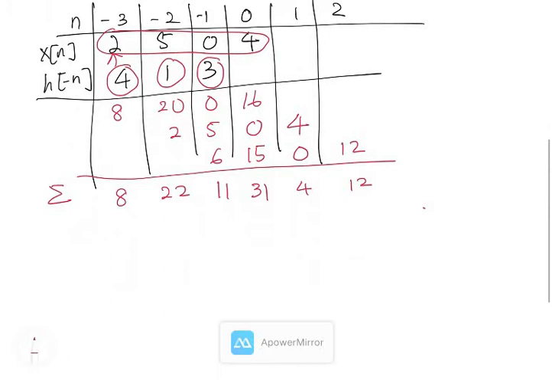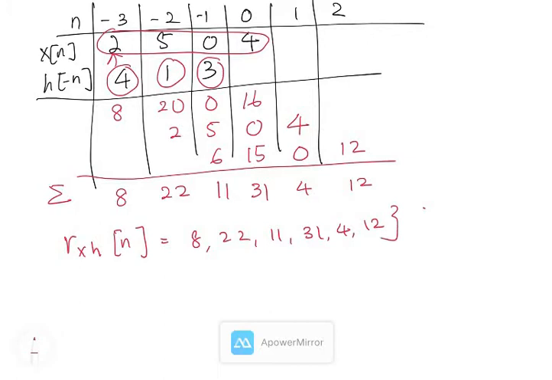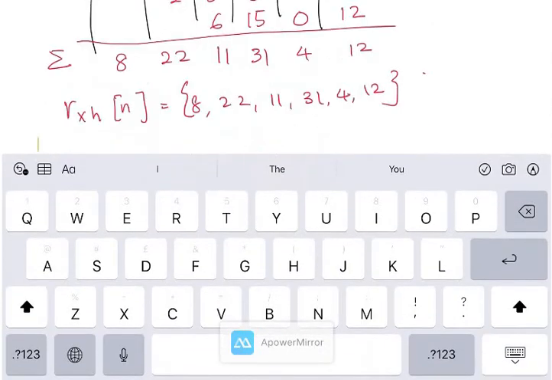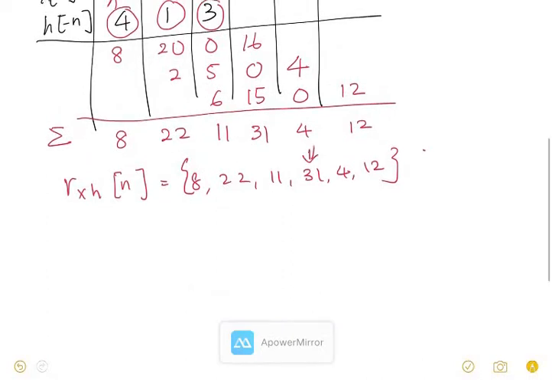Add 8, 22, 11, 31, 4, and 12. So this will be your Rxh[n], equal to 8, 22, 11, 31, 4, and 12. Then where is the origin? For the origin, you have to refer to n equal to 0. N equal to 0 is the value 31. So this is your Rxh. Okay, will you get the same answer if your question is Rhx?